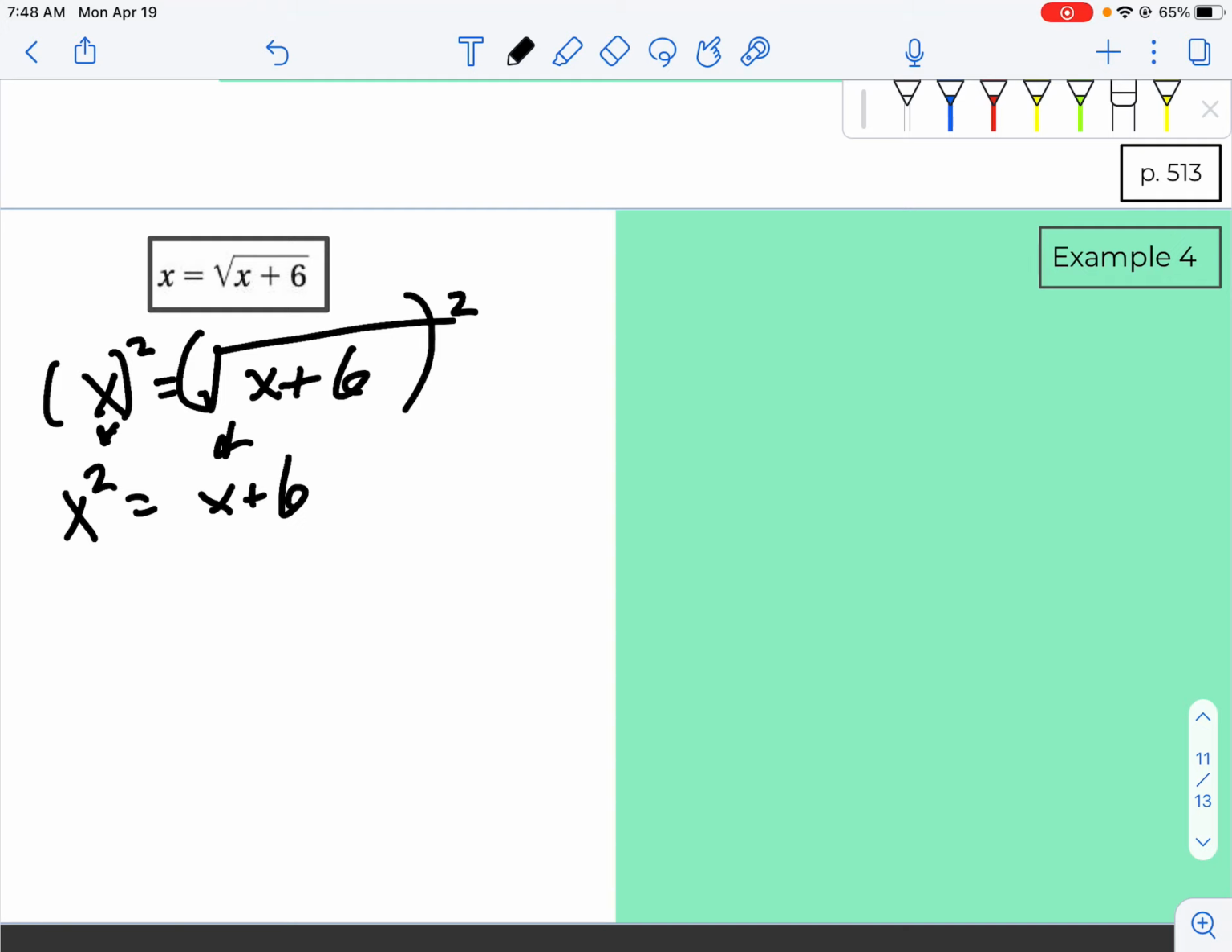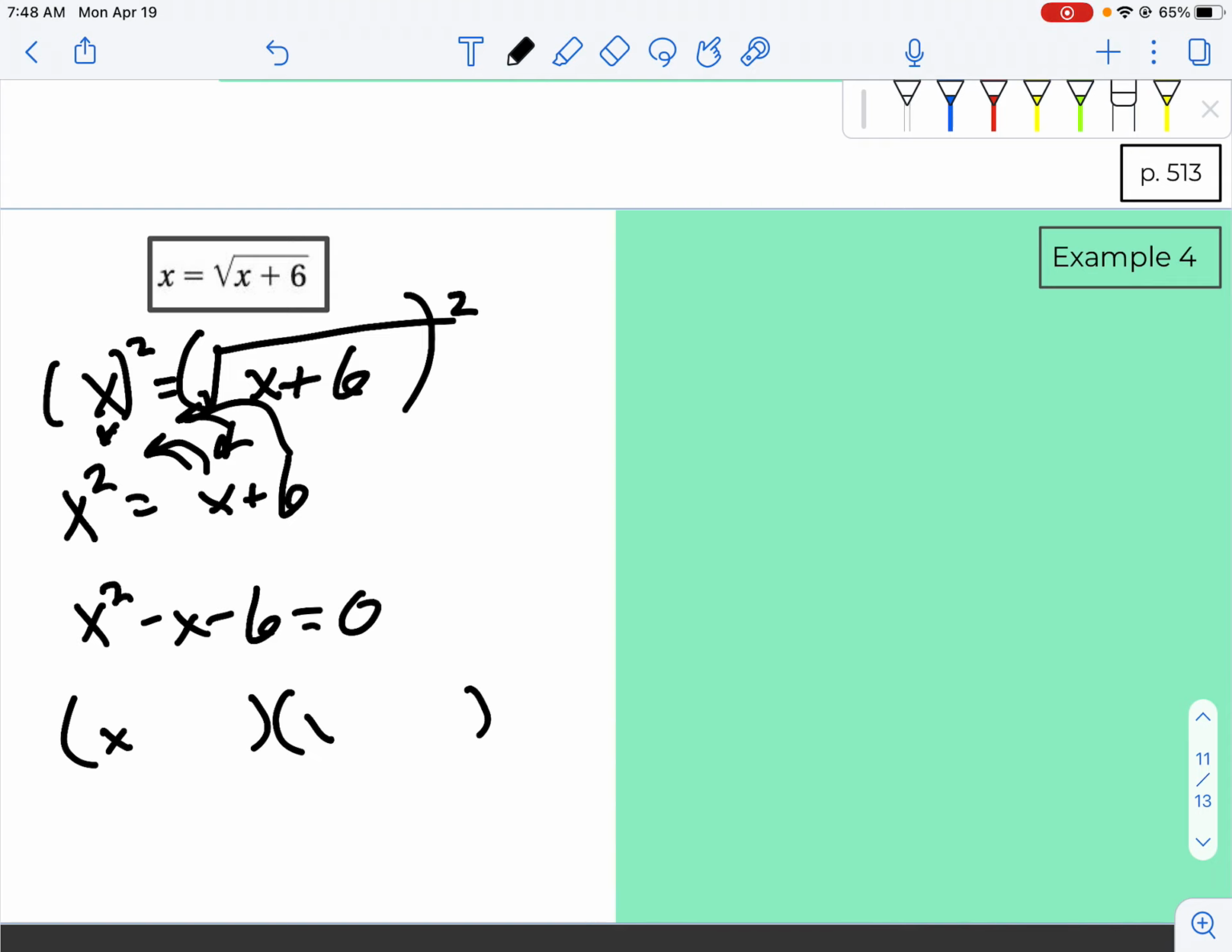And now we have an x squared on this side and we have an x over here. So we know we can't combine those. But what we would look to do is get everything over to the same side so that we can set this equal to 0 and either factor or use our quadratic formula or something like that to solve. So we would have x squared minus x minus 6 equals 0. We could factor this out to x minus 3 times x plus 2.